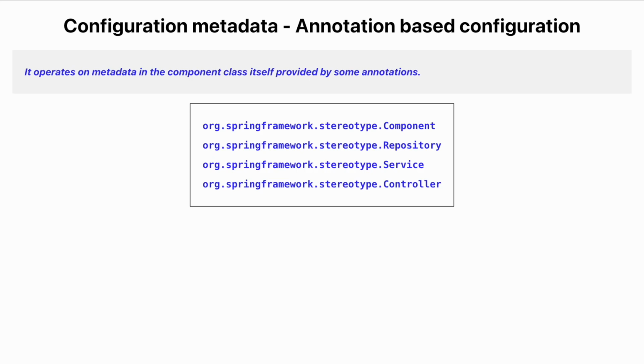The org.springframework.stereotype.Service annotation indicates that the annotated class is a service. Mostly the facade classes use this annotation. The org.springframework.stereotype.Controller annotation indicates that the annotated class is a controller. These classes mostly have handler methods based on request mapping annotation.